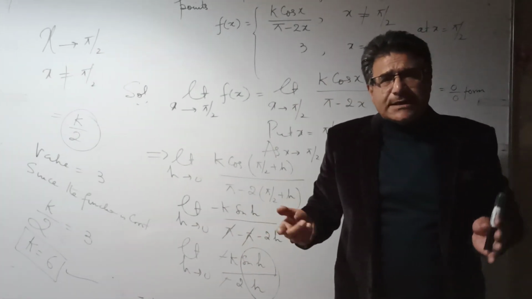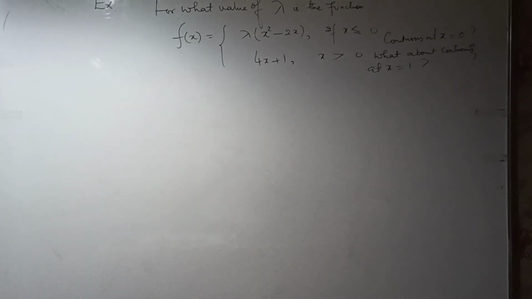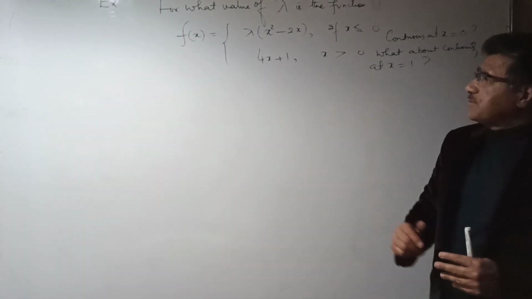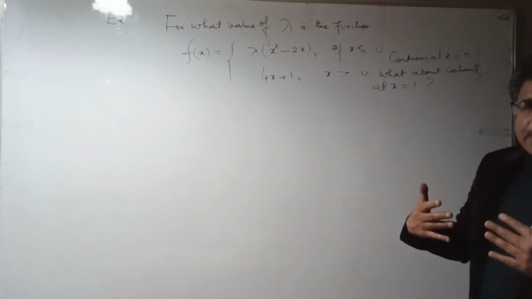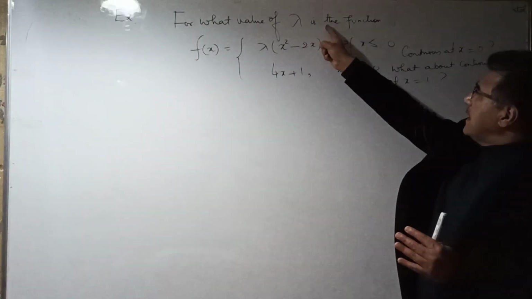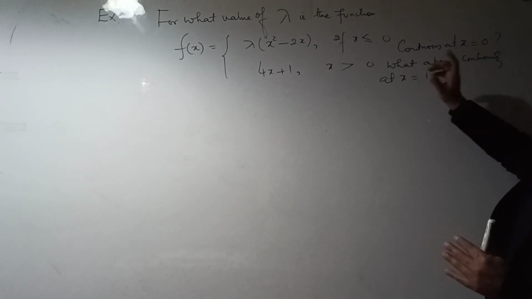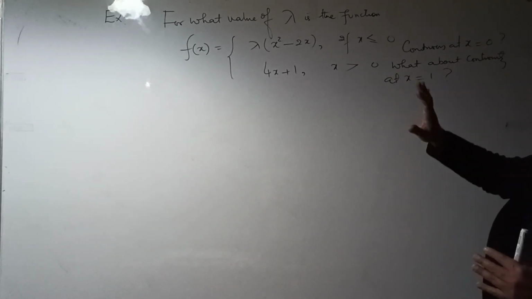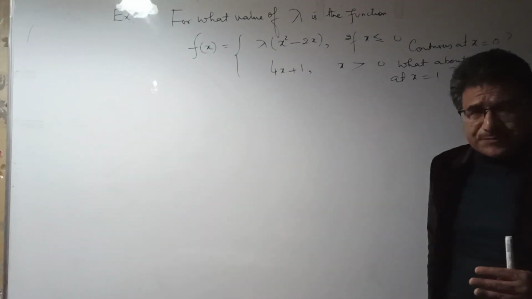So the value of k is 6, then only this function is continuous. Now, another example. For what value of lambda, again a similar type of question but slightly different. For what value of lambda is this function continuous at x equal to 0? So this is the first part of the question. The question says, if the function is continuous, then what should be the value of lambda?